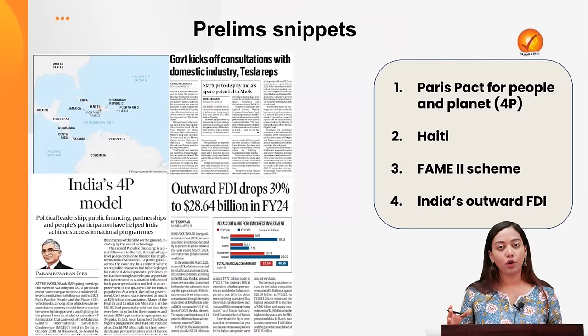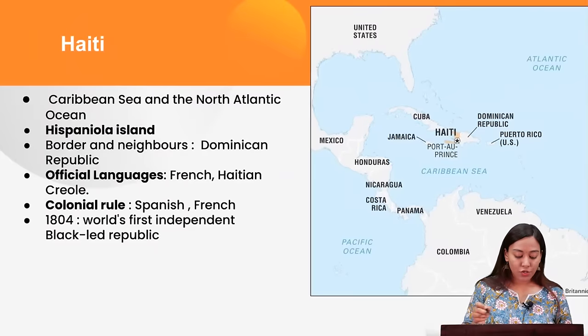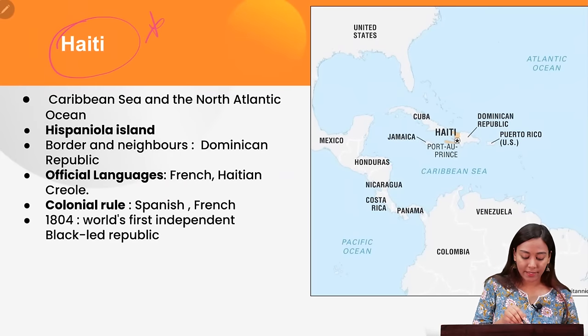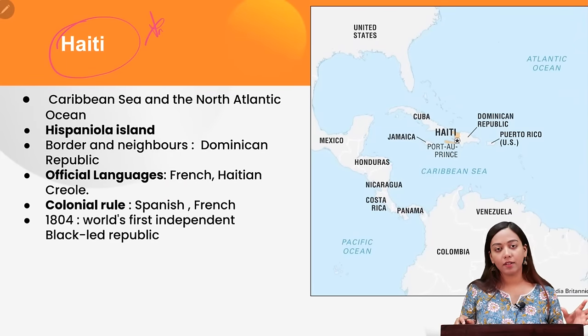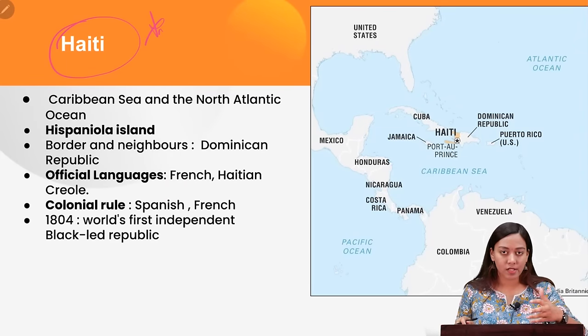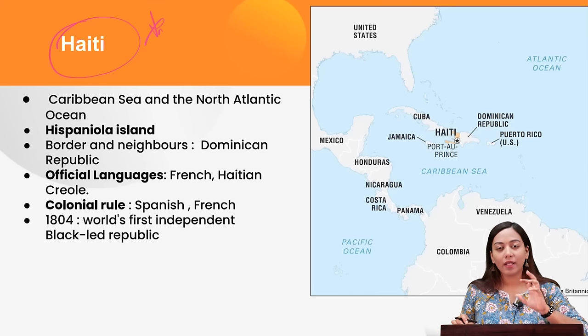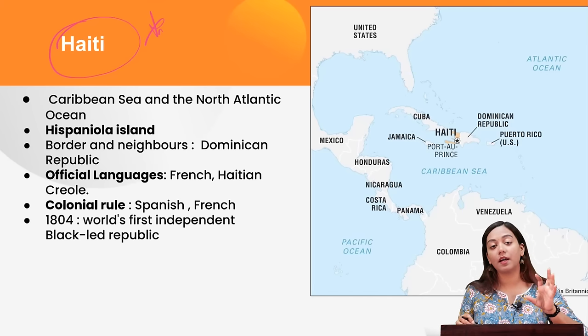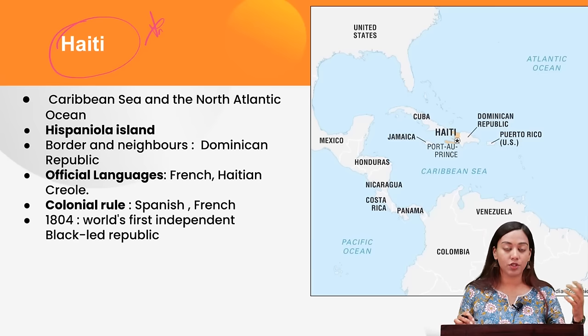Now, let's quickly move on to the prelim snippet. So first of all, we have got Haiti. Haiti is a Caribbean island which is in the news because of civilian unrest. It is one Caribbean nation which has been under civil unrest for many years, many decades, one century.